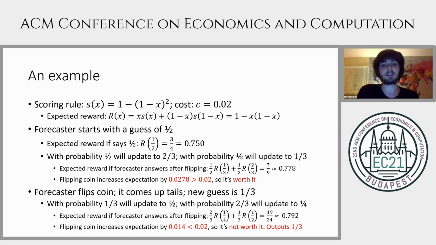All right, so say that the expert flips the coin and say that it comes up tails, so their new guess is 1/3. Now the forecaster can go through the same reasoning, and if they do that, they will find that flipping the coin again only increases their expectation by 1.4 cents. This means that it is not worth it for the expert to flip the coin again. And so the expert will stop there and output 1/3.